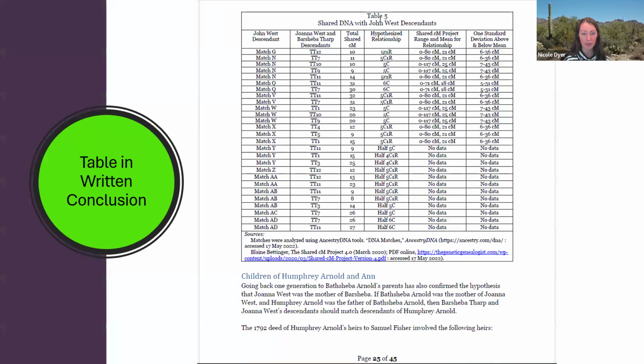All right, here's another table. This is one where the relationship was known, and the relationship was, for example, a fifth cousin once removed, and the Shared centiMorgan Project range and mean for the relationship was 0 to 80 centimorgans and 21 centimorgans on average. And then the range for one standard deviation above and below the mean was 6 to 36 centimorgans. So you can see how tables and diagrams can be used in your written conclusion in order to show all the information you need to.